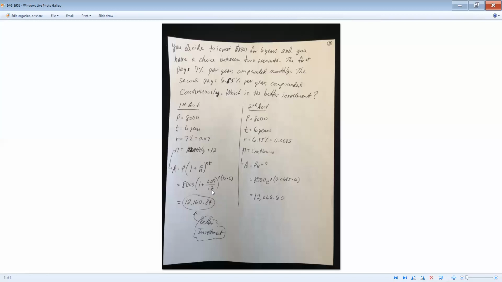Same thing with the first account. You can put it in the calculator just like this, or make sure you perform the order of operations properly in order to be able to calculate. So this one with the continuous compounding will give us the value of $12,066.60. So we see the better investment is in the first account, compounded monthly.